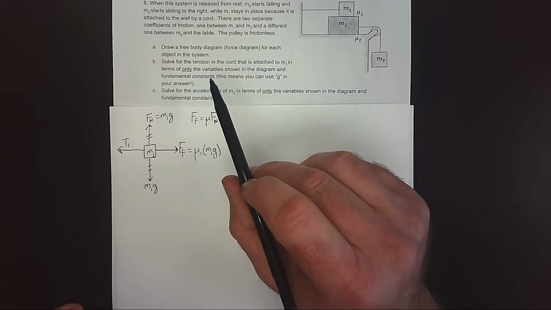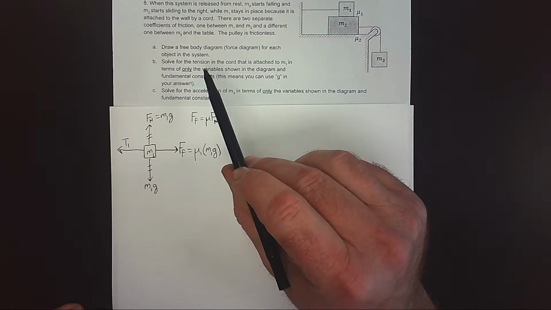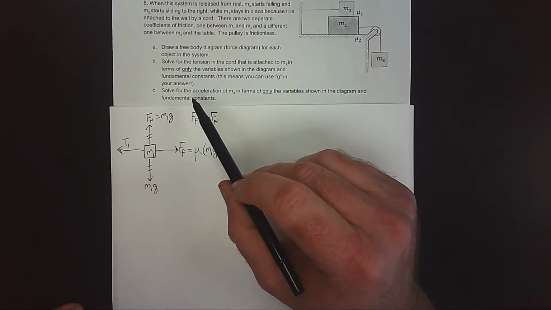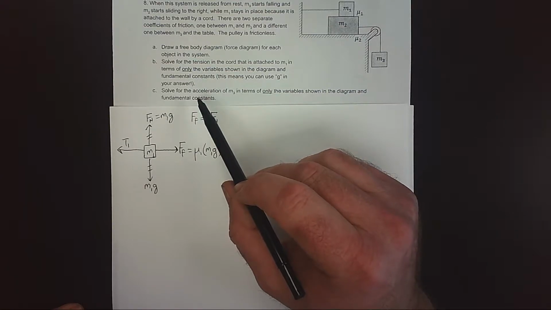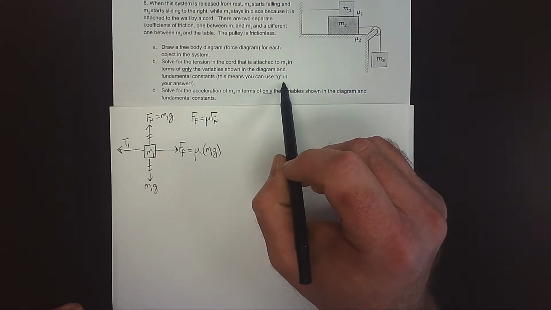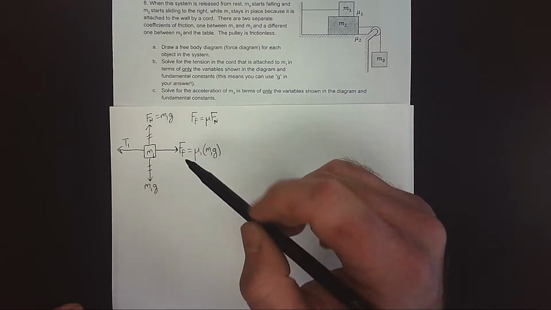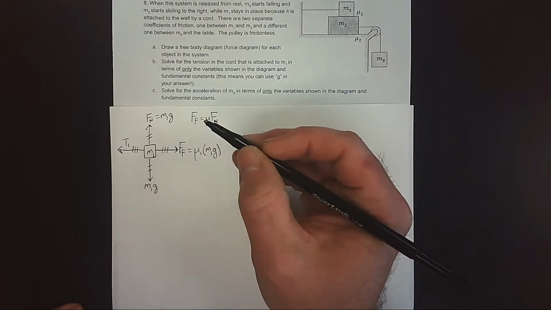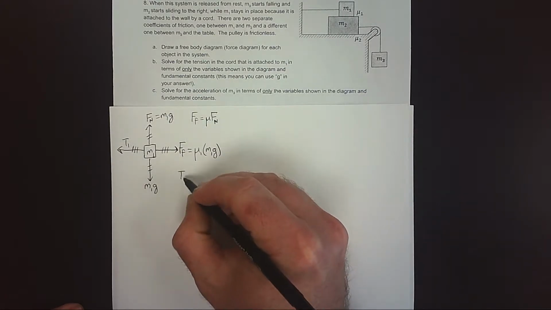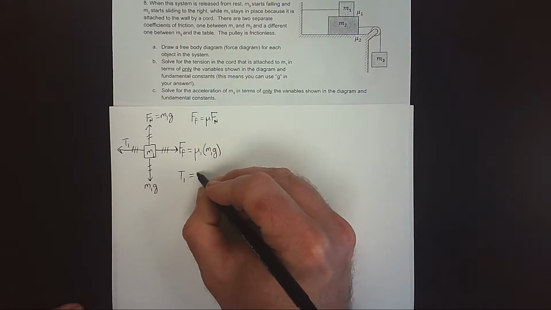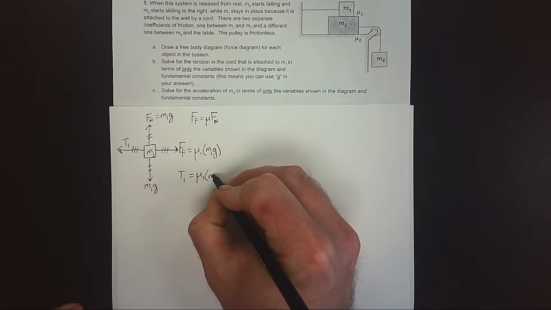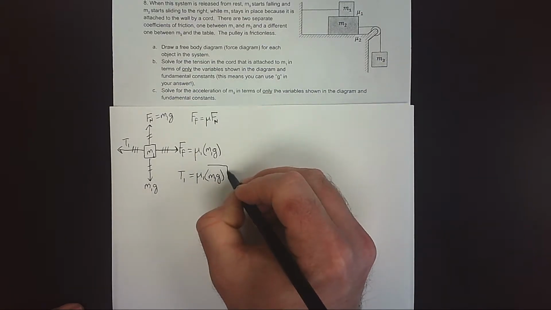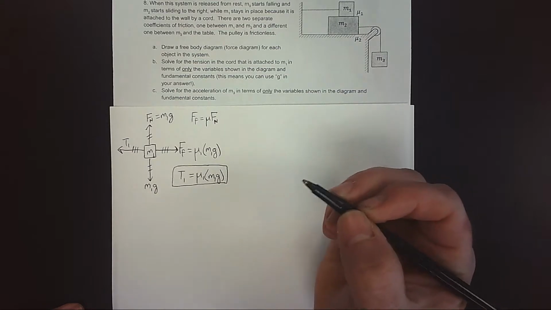In fact, we can solve B right now. It says solve for the tension in the cord that is attached to M1, so this T1 here, in terms of only the variables shown in the diagram and fundamental constants, which usually means we can use gravity. We've already done this. We know that this block is not moving, so these two horizontal forces have to cancel as well. Tension 1 is going to be equal to mu1 times M1G.